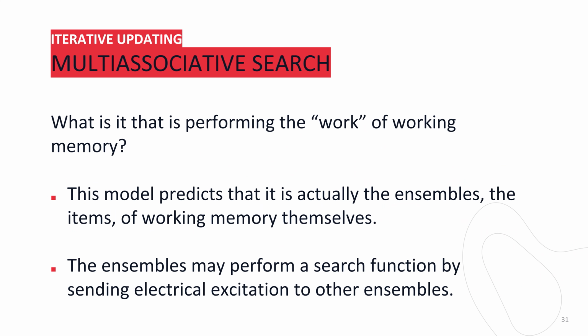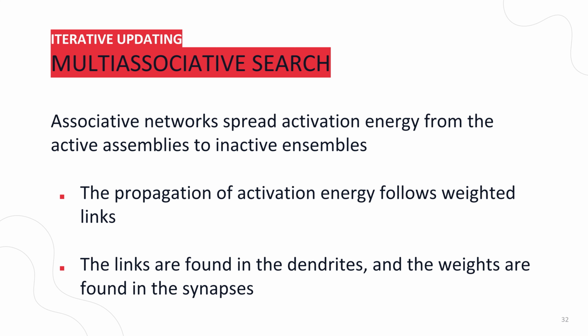What is it that's performing the work of working memory? This model predicts that it's actually the ensembles, the items of working memory themselves. The ensembles may perform a search function by sending electrical excitation to other ensembles. Associative networks spread activation energy from the active assemblies to inactive ensembles. The propagation of activation energy follows weighted links. The links, of course, are found in the dendrites, and the weights are found in the synapses.